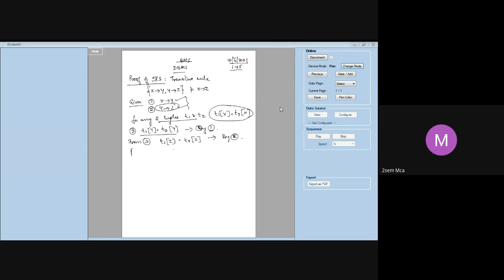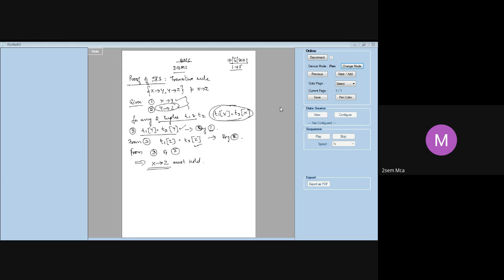Now, from 2 and 3, Y determines Z, and we also have T1 of Z equal to T2 of Z. So obviously X determines Z should hold. T1 of Y is equal to T2 of Y, T1 of Z is also equal to T2 of Z, and you already have T1 of X equal to T2 of X. Hence X determines Z. So hence it is proved.